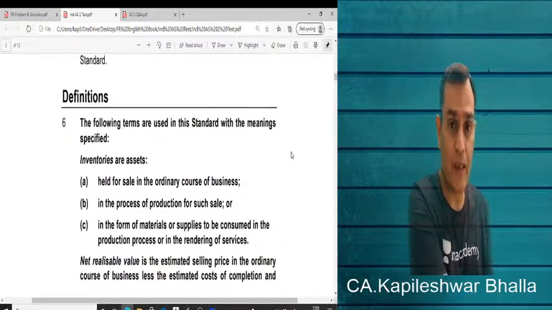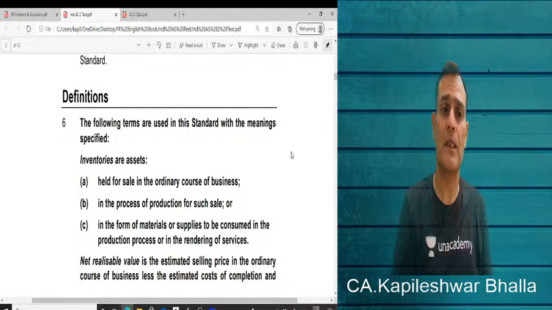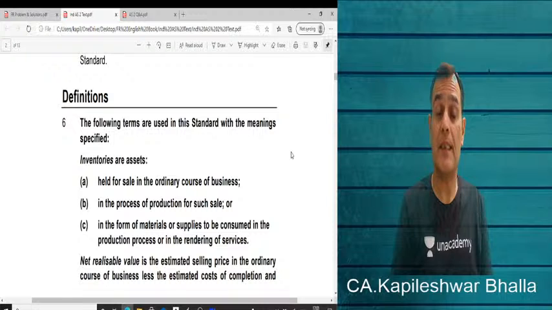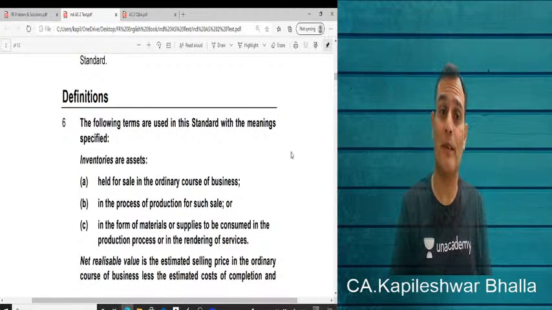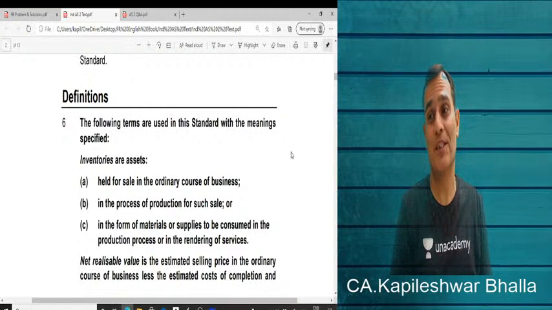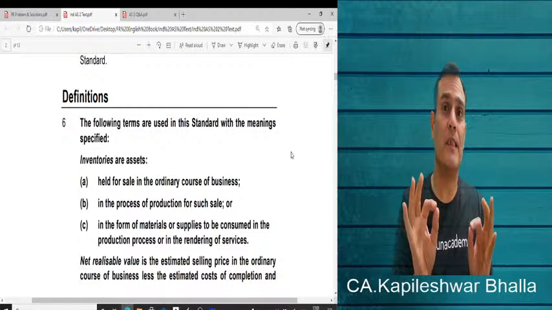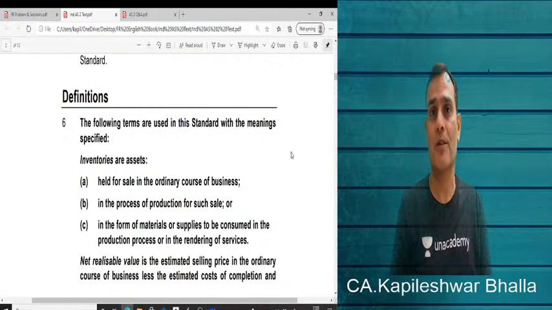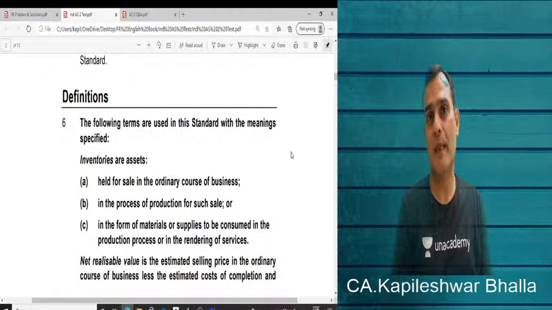If I look at the definition of inventory, para number 6 defines inventory, and it says inventories are assets. Sometimes I start concentrating on individual words as well. In this case, you can see the definition of inventory says they are assets. Now, you would say that's something different in terms of saying that inventories are assets. They are, of course, reflected on the asset side of the balance sheet, so undoubtedly they're supposed to be assets.